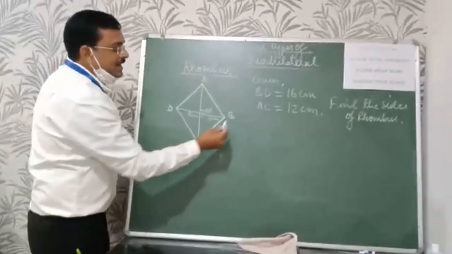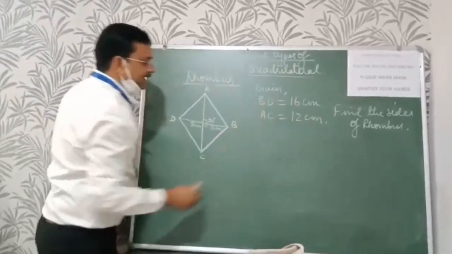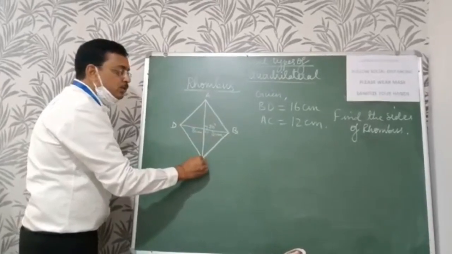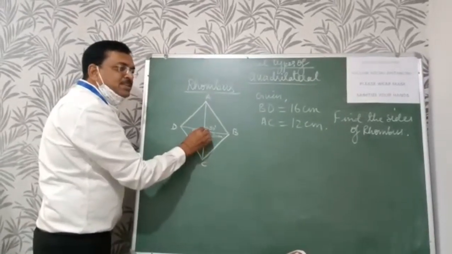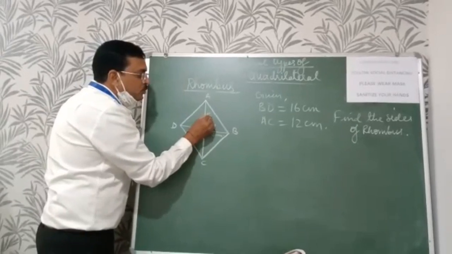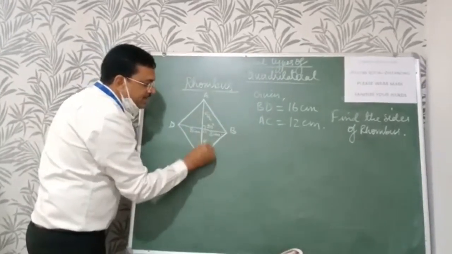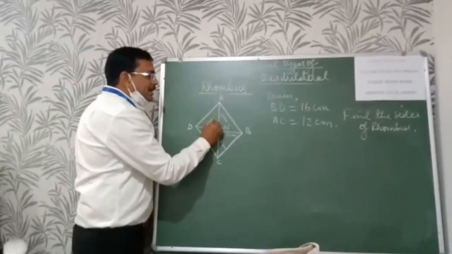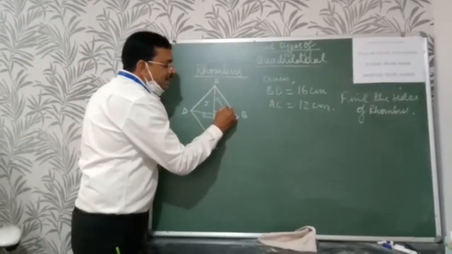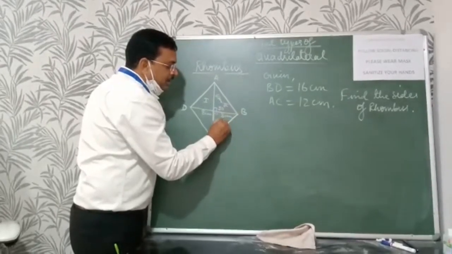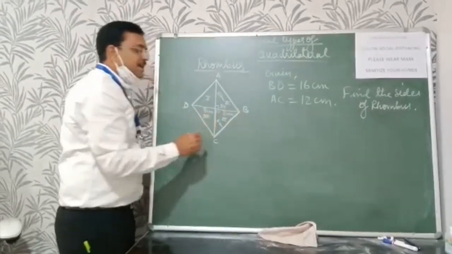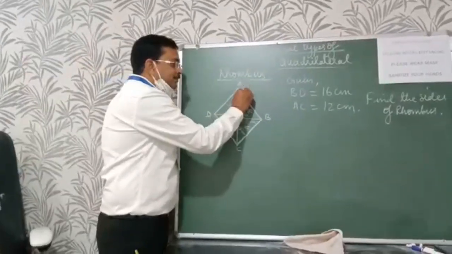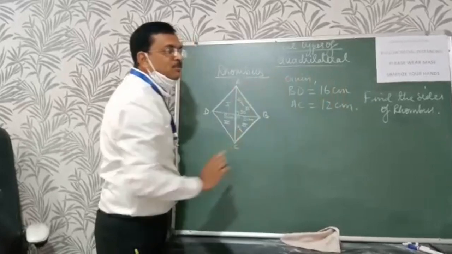Similarly, the length AC is given as 12 centimeter. This is the AC line, the diagonal, 12 centimeter. They always bisect at equal length, so it will make two parts, 6 centimeter and 6 centimeter. By this, four right angle triangles are formed. First, second, third and fourth. The question is to find the side of the rhombus.